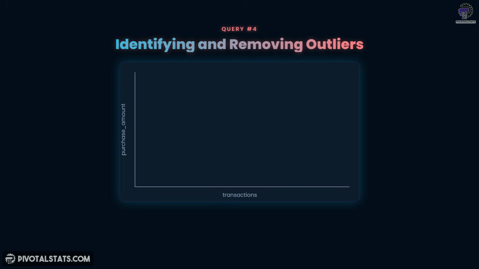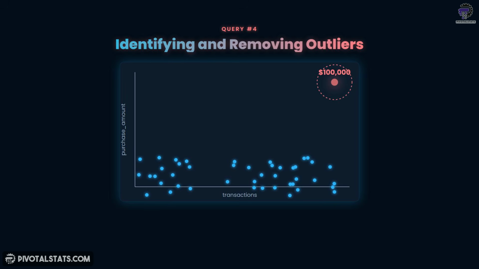Query number 4. Outlier detection. Every real dataset has them. Values so extreme they distort every aggregate you compute. Imagine your average transaction value is $87. Now add one fraudulent transaction for $100,000. Your average just jumped to over $950. Your median is still $52. The mean is now useless.